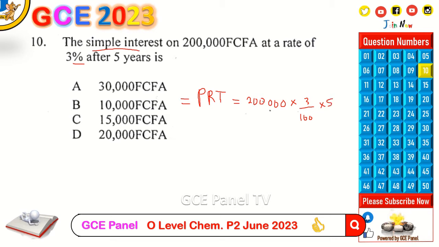So what did this give us? 2 zeros to cancel here, 2 zeros here. 2 times 3 is 6, times 5 is 30. So we now add these 3 zeros. That's going to give us 30,000. So our key here is A.